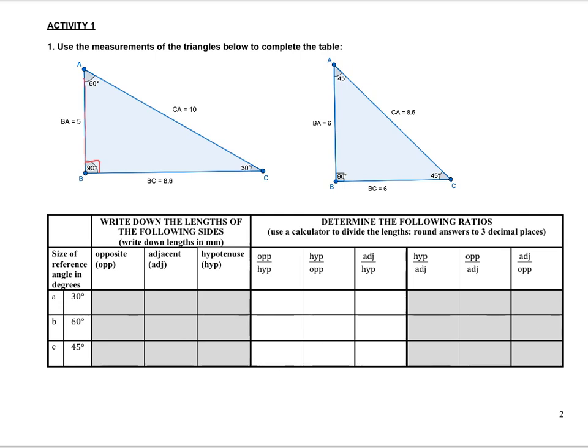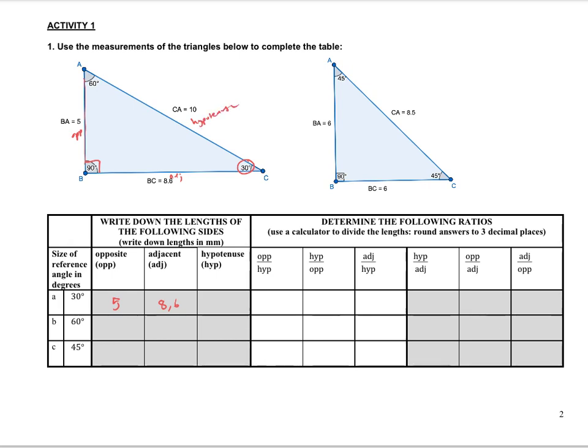What I want you to do is write down the lengths of the following sides. If my reference angle is 30 degrees, what is the opposite side's length going to be? Of course, it will be AB. That's going to be 5. And then the adjacent: if that is my reference angle, that's my opposite, and that's my adjacent. Why? Because AC is my long one, the hypotenuse, right?